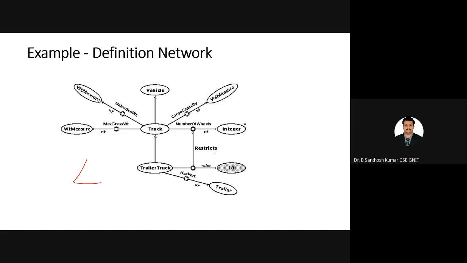Then the number of wheels is an integer value, because if it is the number of wheels, we represent it as an integer only. Here some example is also given, 18. So we are saying that it is an 18-wheel truck.